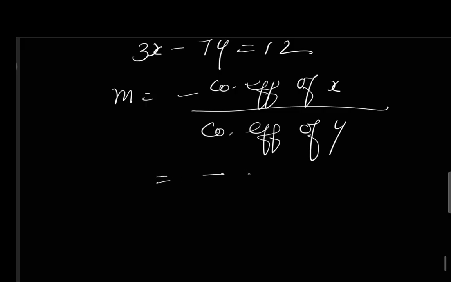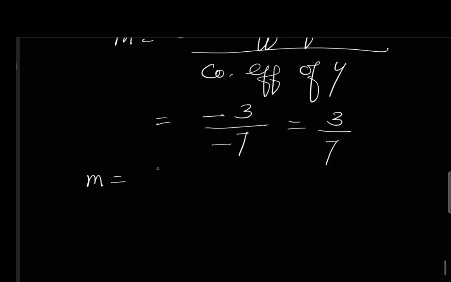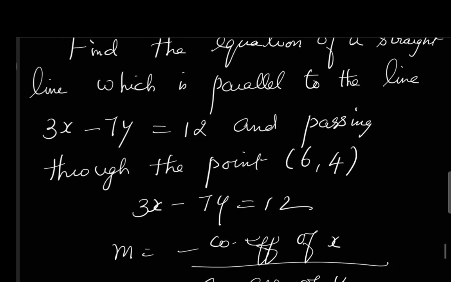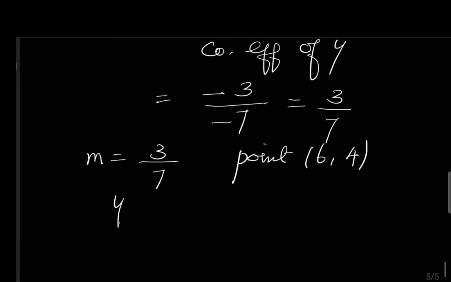So minus coefficient of x is 3, coefficient of y is minus 7. So just 3 by 7. So slope m is equal to 3 by 7, and the line is passing through the point (6, 4). So that equation is y minus y1 is equal to m into x minus x1. Take this point as x1, y1.